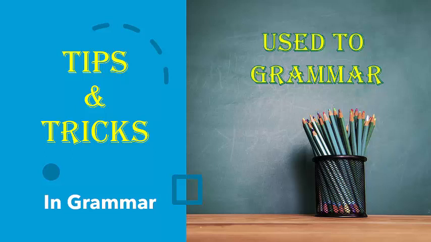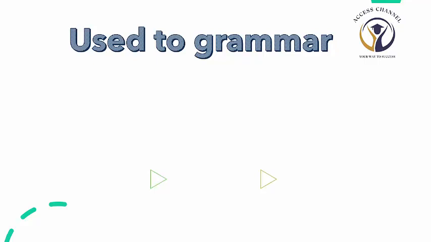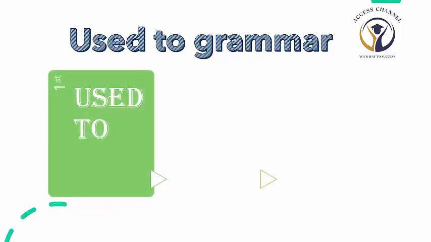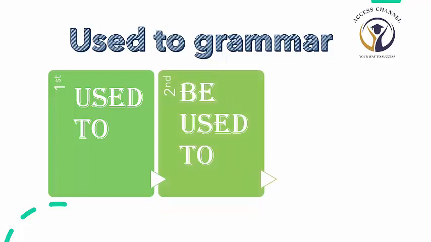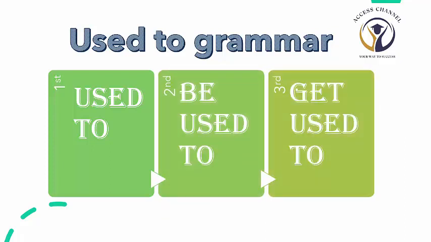First, we are going to differentiate between three forms of used to. The first one is used to plus the infinitive. The second one is be used to. And the third one is get used to. Let's try to take each one in detail. The first one, which is used to plus the infinitive.